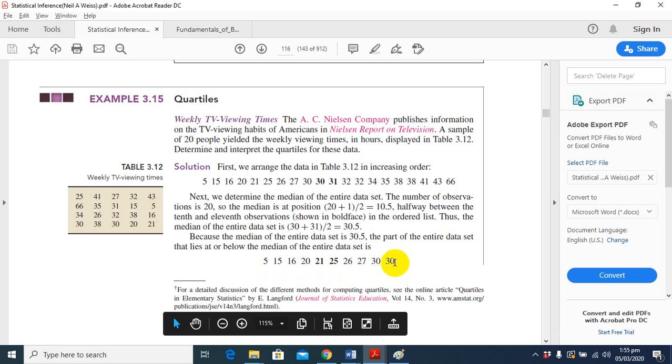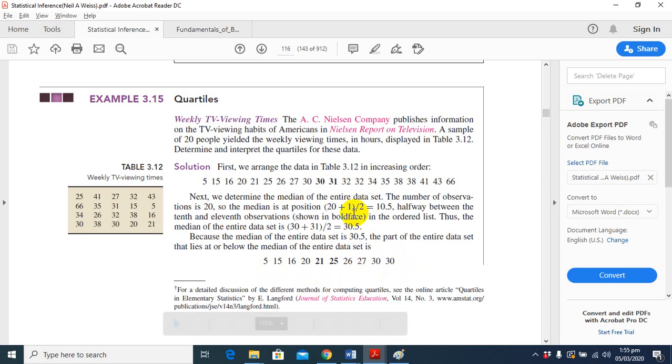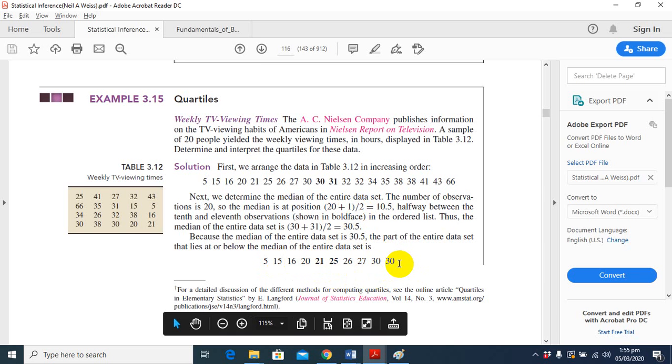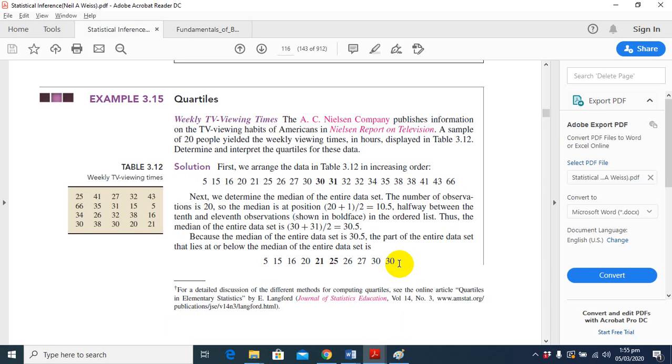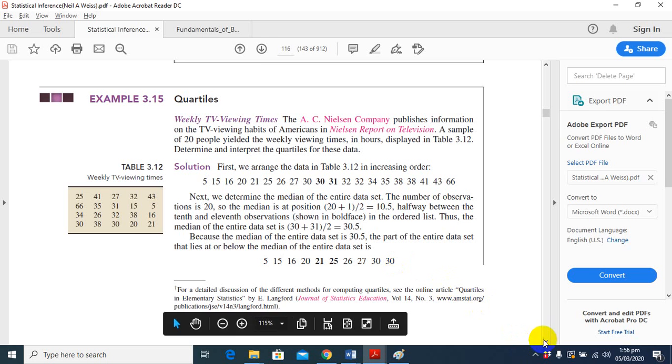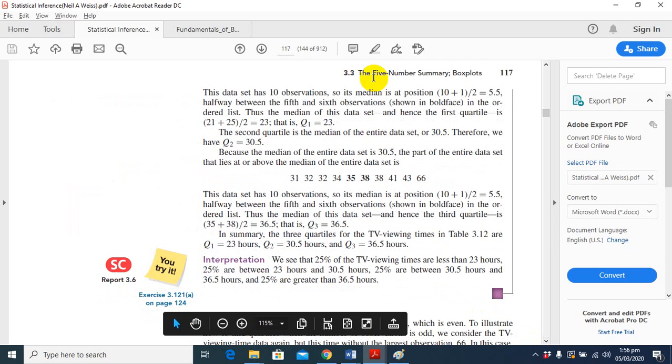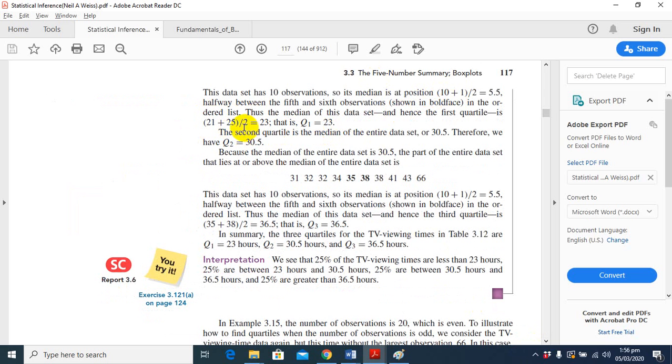Since we have 10 observations, which is an even number, just add 1. 10 plus 1 is 11, 11 divided by 2 means 5.5. 5.5 means we need to find the halfway point between the 5th and 6th observation. The 5th and 6th observations are 21 and 25, and if you add 21 and 25 and divide by 2, it becomes 23. 23 is the first quartile.